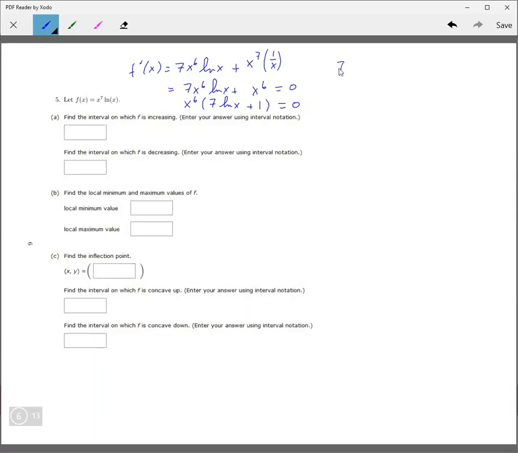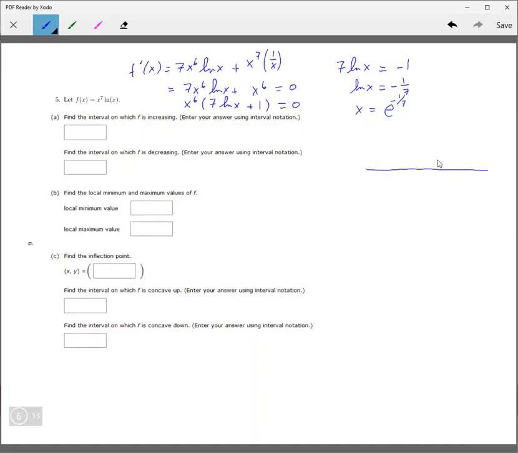Okay, if we take this 7 log x plus 1 and set the second one equal to 0, then we'll have log of x equals -1 over 7, and so x will be e to the -1 over 7, because the exponential function e to the x is the inverse of the natural log of x. So that's where it's 0.